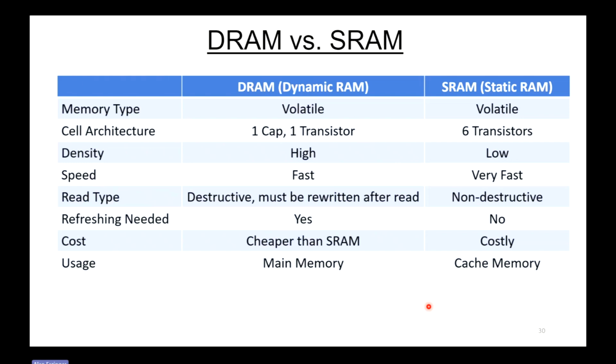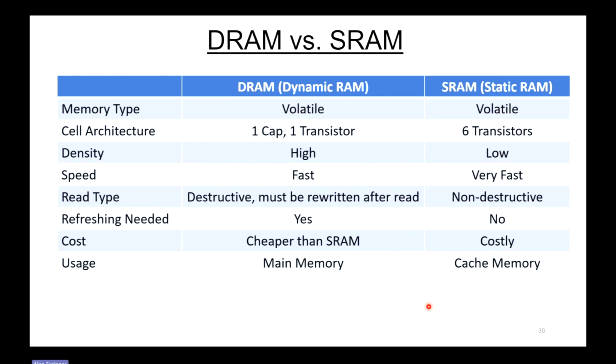If you just look at the memory type, they're both volatile. If you look at the cell architecture, the DRAM is way smaller. It's only one cap and one transistor versus 6 transistors. The DRAM, of course, is very dense, much higher density. Speed: DRAMs are fast, but the SRAMs are really fast.